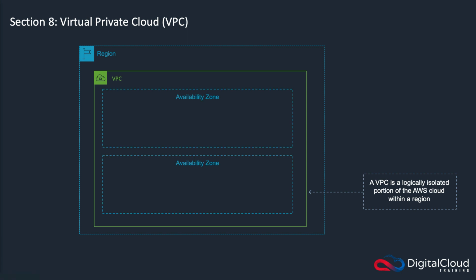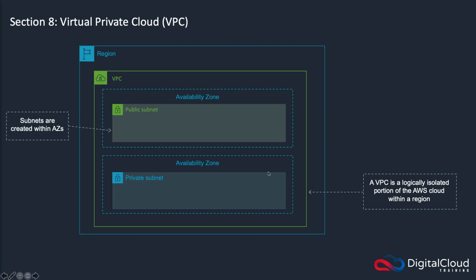So as you know, within a region we have availability zones, at least two, often more. Within a VPC, what we do is we create subnets, and the subnets sit inside an availability zone. So each subnet is within one availability zone. Now, what is a subnet?